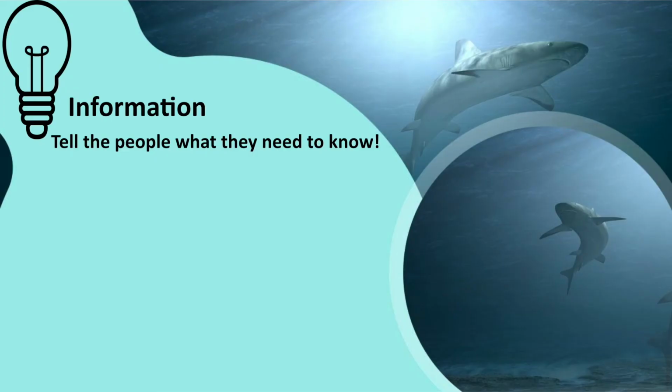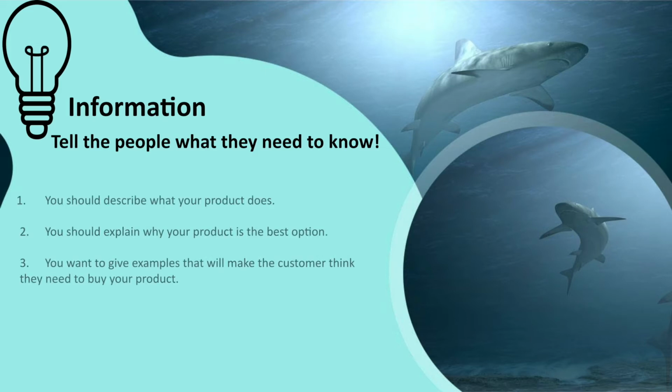Now, the next part of your advertisement, once you have your audience on the hook, is giving them information about your product. You have to tell them things they need to know about why they should buy it. So first you would describe what your product actually does. If we can't tell, there's no reason to buy it. Then you want to say why it's the best option. So you might give some comparisons to the competition. You also want to give examples that will make your customer think they absolutely need to run out and buy that product. So let's take a look at some examples.